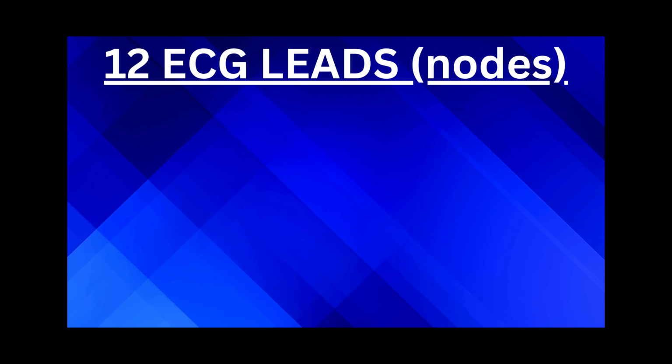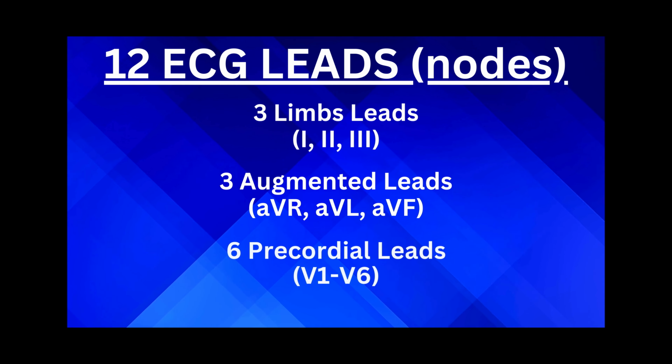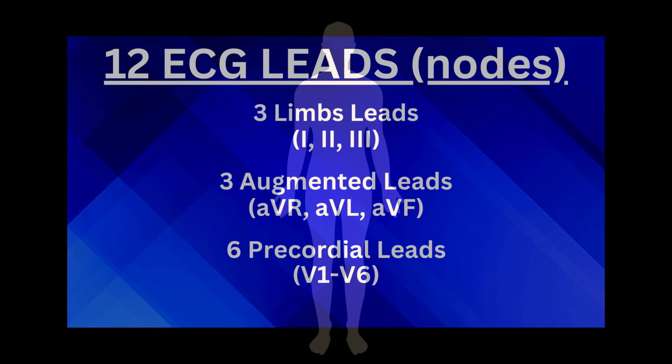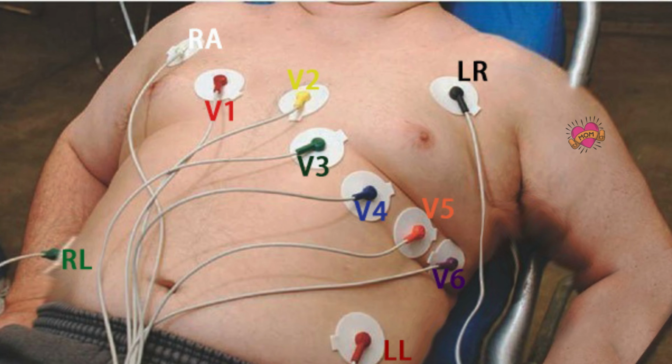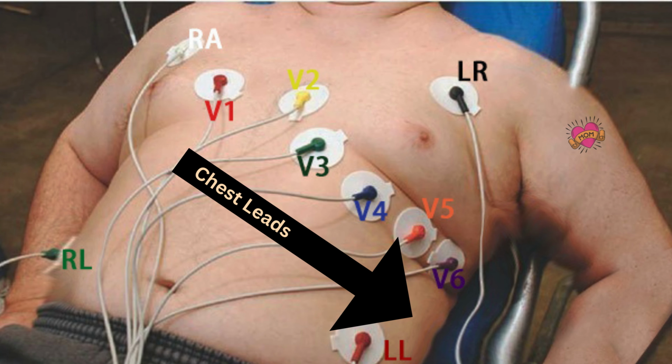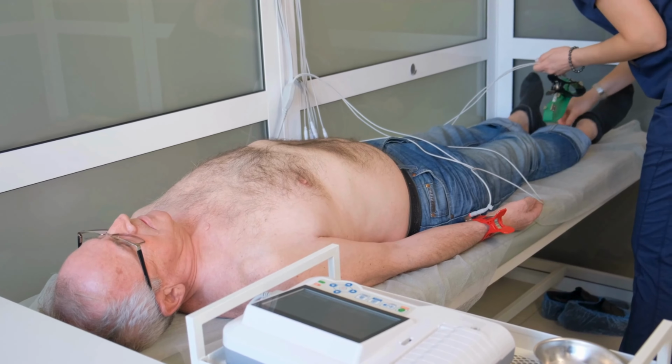The leads consist of 3 limb leads, 3 augmented leads, and 6 precordial leads. 6 nodes are strategically positioned at the top of each arm, the upper part of each leg, and on the inner ankle of each leg. The remaining 6 nodes form the chest leads, V1 through V6. The arrangements of the leads produces the following anatomical relationships.